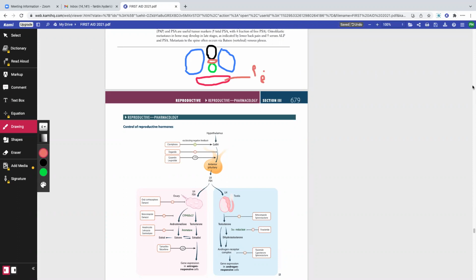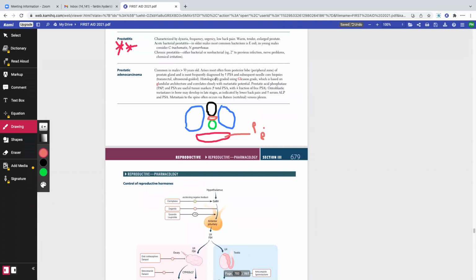In benign prostatic hyperplasia, we can get hyperplasia of the two lateral lobes and also a little bit of the middle lobe. So the next time you get asked where we get benign prostatic hyperplasia, the answer is it's usually in the two lateral lobes. In the blue lobes, you'll get hyperplasia, and in the green and the red lobe, you will get the carcinoma. So that's all I wanted you to understand.